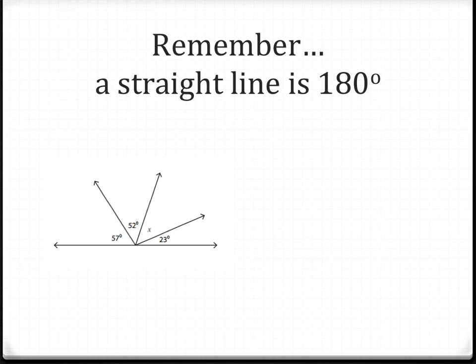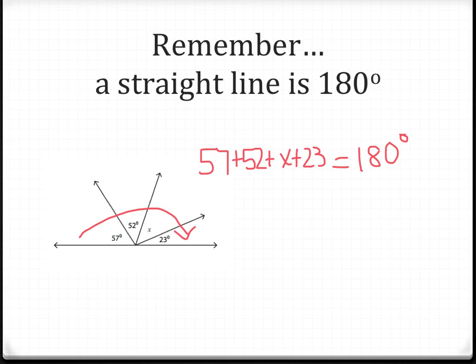Two important things to remember when writing equations to find a missing angle. A straight line is 180 degrees. So to find this angle, I could add all of these angle measures, and my answer has to be 180 degrees. So my equation could be 57 plus 52 plus x plus 23.